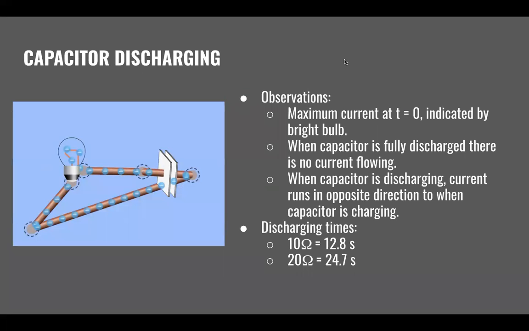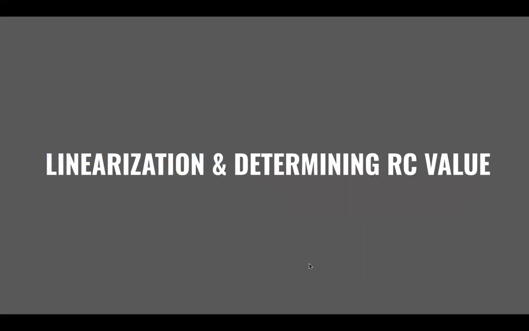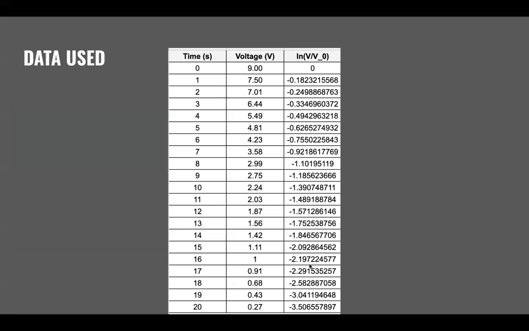For the capacitor discharging, the following observations were made. The maximum current is at t equals 0, indicated by the bright light bulb. When the capacitor is fully discharged, there is no current flowing, and throughout the whole time, the current is flowing in the opposite direction to when the capacitor is charging. And again, the discharging time for the 10 ohm light bulb was substantially less than for the 20 ohm light bulb. To determine the RC value, I made the following table.